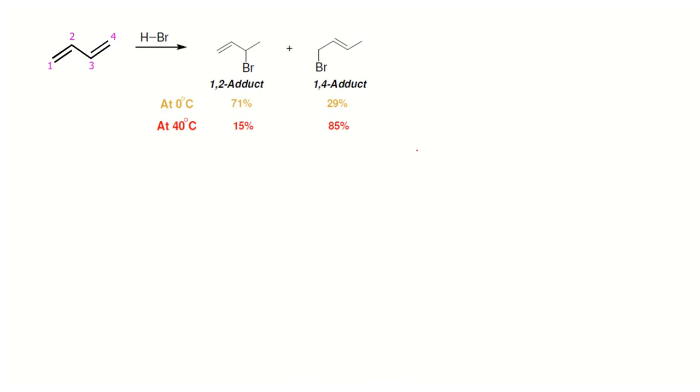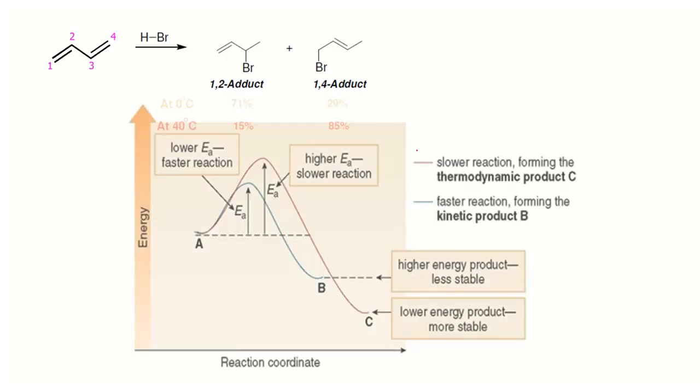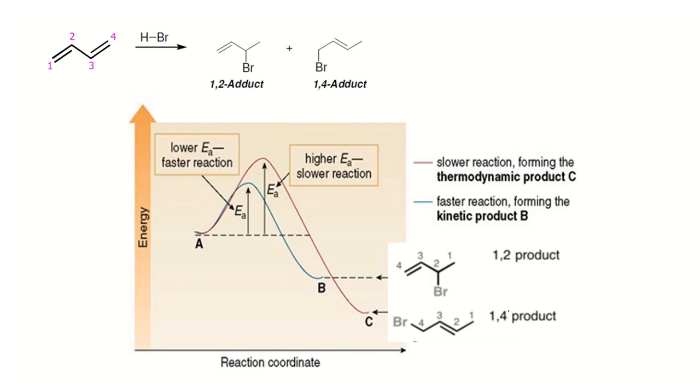If we look at the energies involved in this mechanism, you can see that the two products, the 1,2 and the 1,4, have different energies, because the 1,4 is of course a disubstituted alkene, so it would be of lower energy than the 1,2.